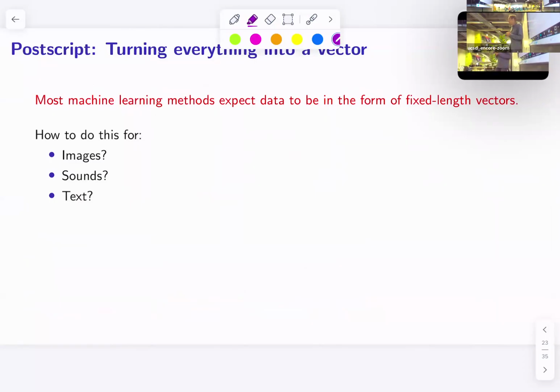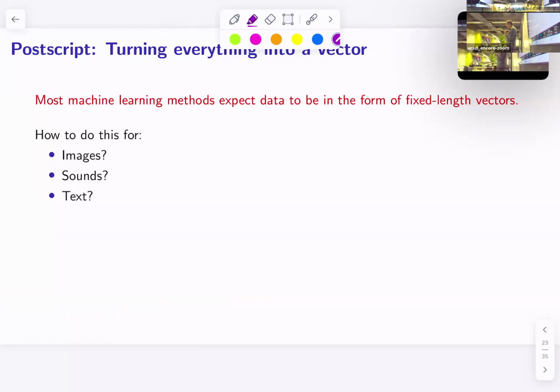So the last thing I wanted to talk about is what we've seen over here: we took these pictures and made them into vectors of fixed size. That was the first thing we did. In fact, a lot of machine learning requires the data to be vectors of fixed size.